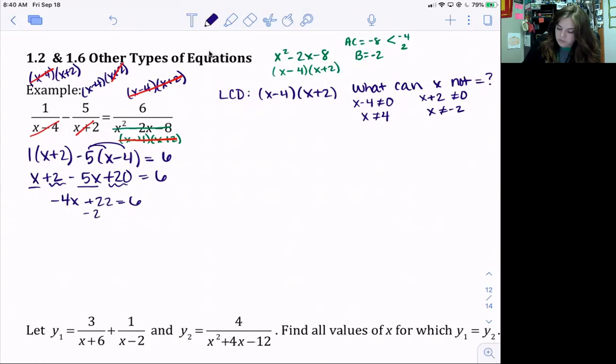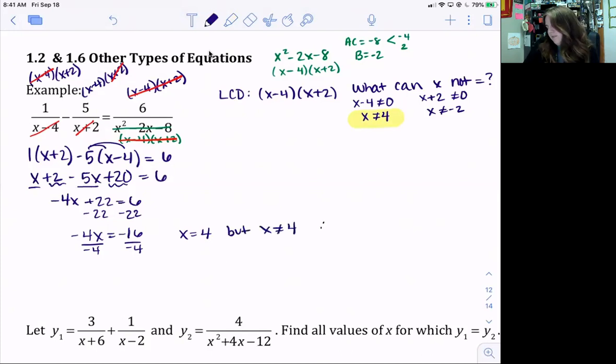We're going to subtract the 22. So negative 4x equals negative 16. And then divide both sides by negative 4. We get x equals 4. But now we need to check, can x equal 4? If we look back, we said that x cannot equal 4, because if we plug that in, we get 0 in the denominator. Therefore, we have no solution.